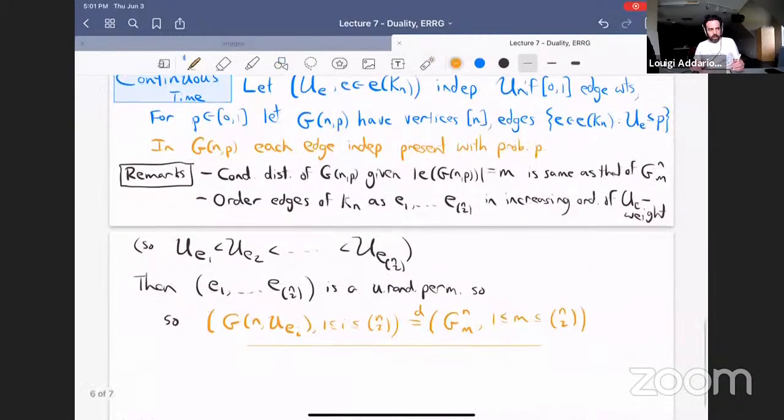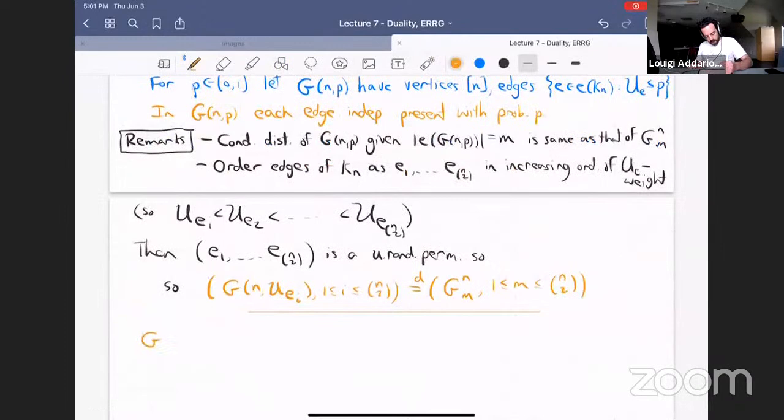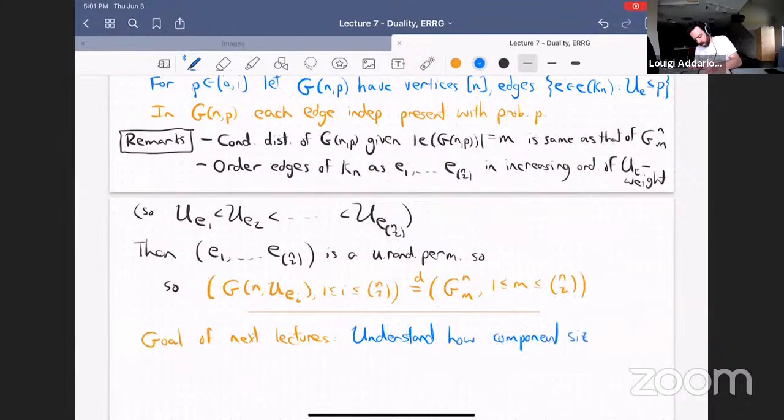So my goal for the next couple of lectures is to understand how the component sizes evolve in G(n,p) as p varies.